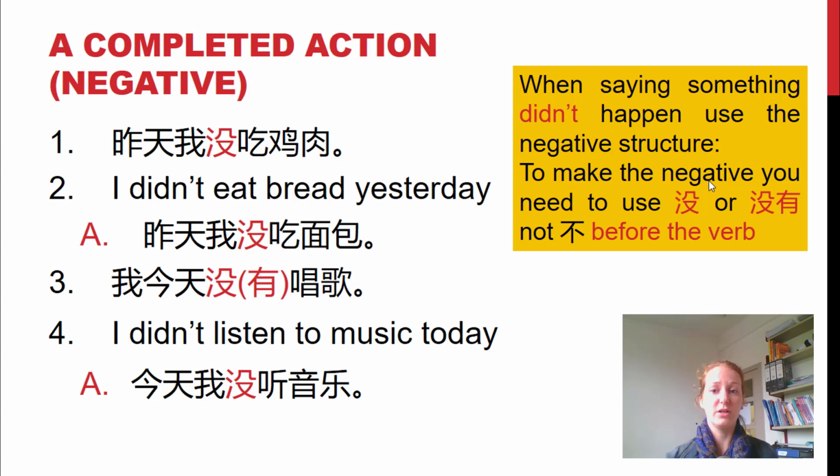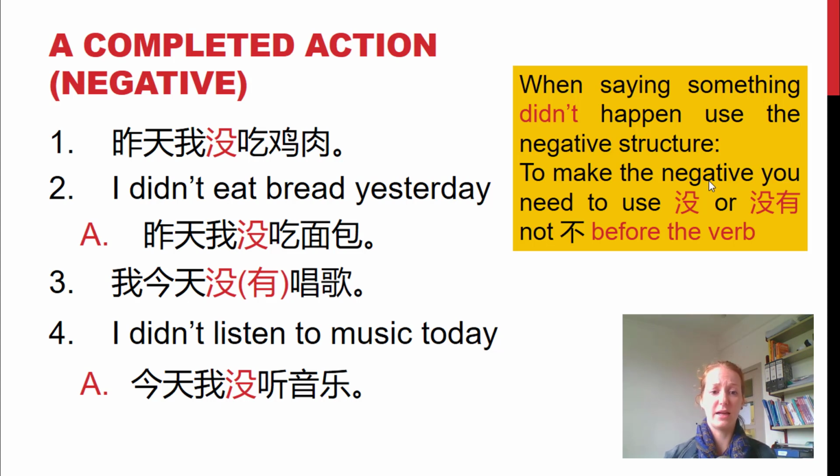So when saying something didn't happen, use the negative structure. So the negative structure, to make the negative, you need to use 没 or 没有, not 不, before the verb. Okay? So 没 or 没有. See number 3. 我今天没有唱歌. You can either say 我今天没唱歌 or 我今天没有唱歌. Most people would just usually use the 没, but 没有 is the long version.